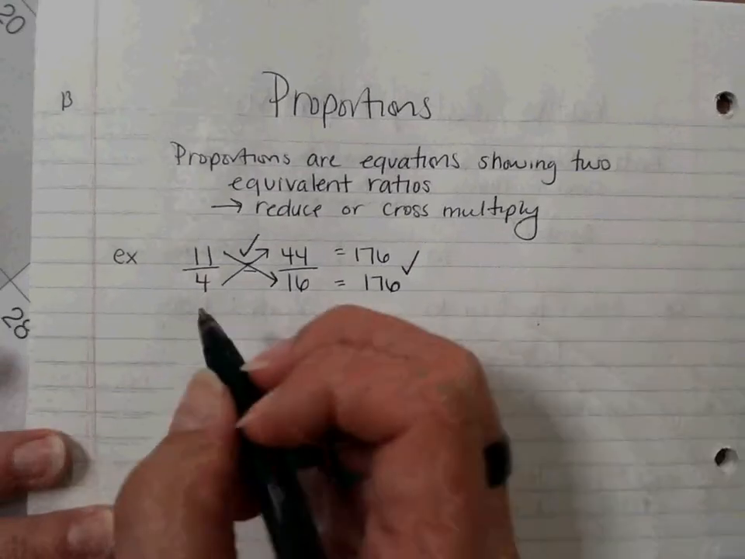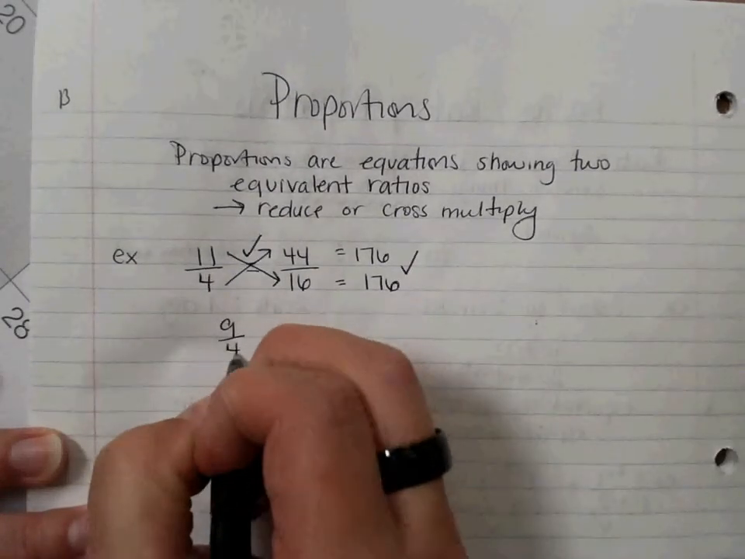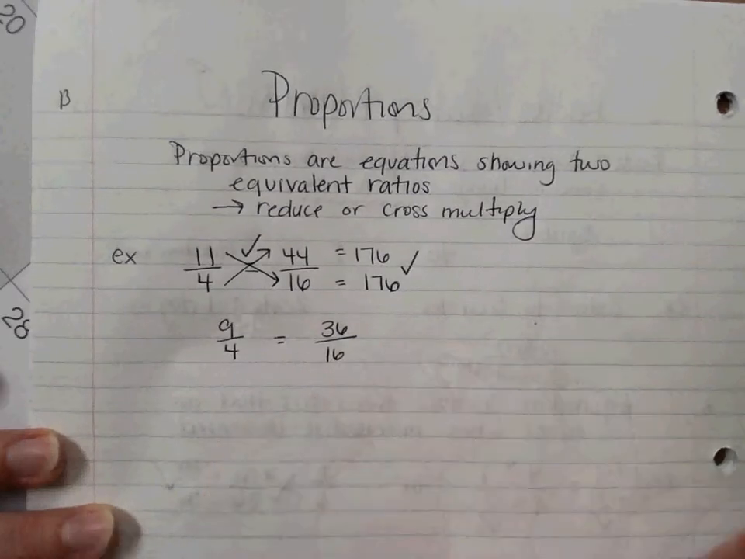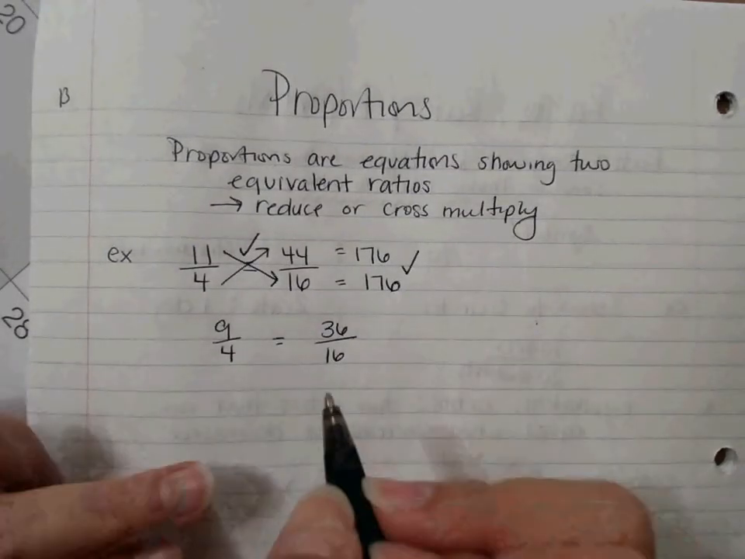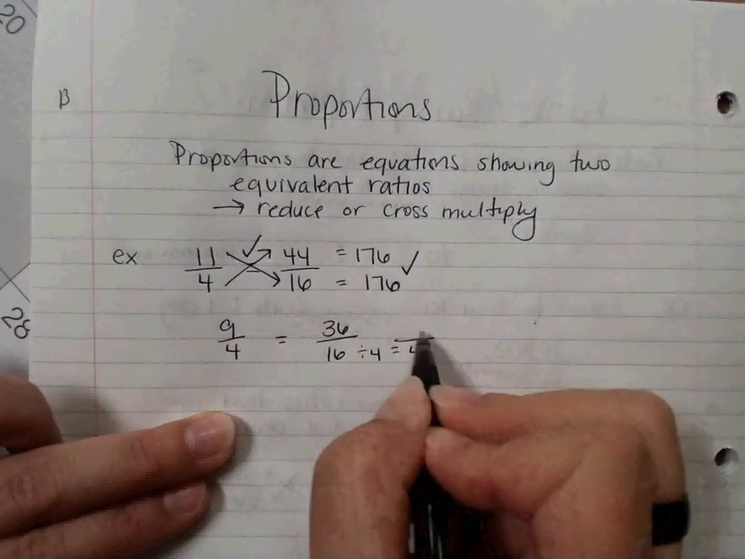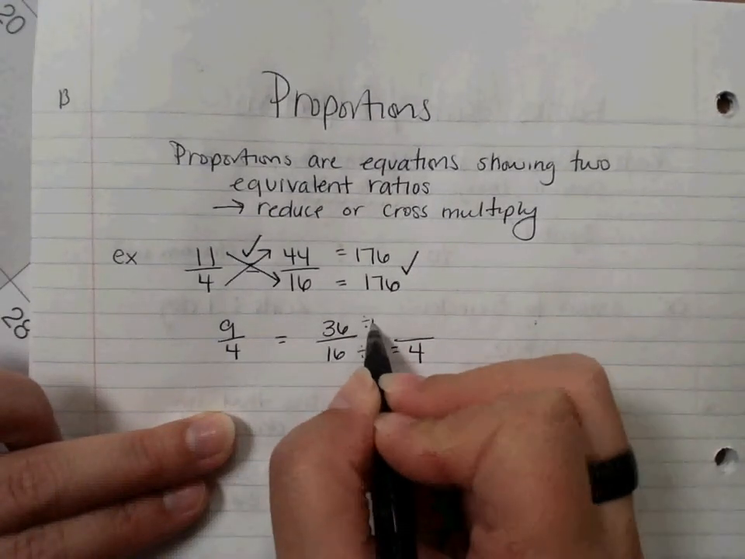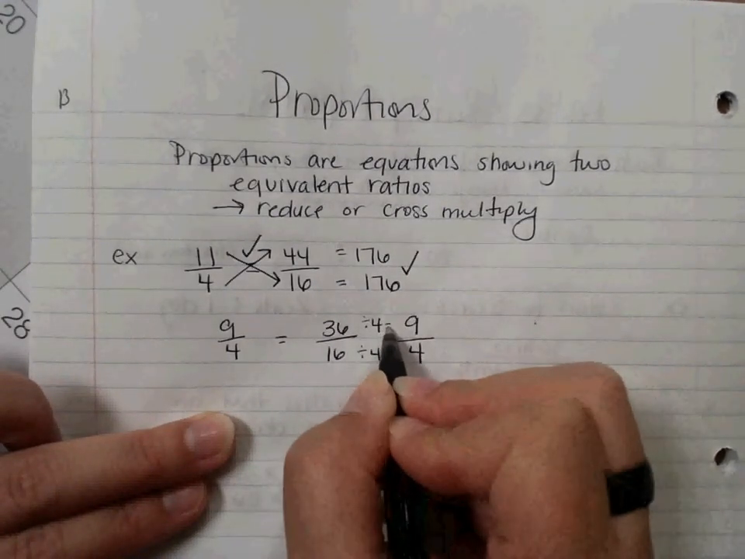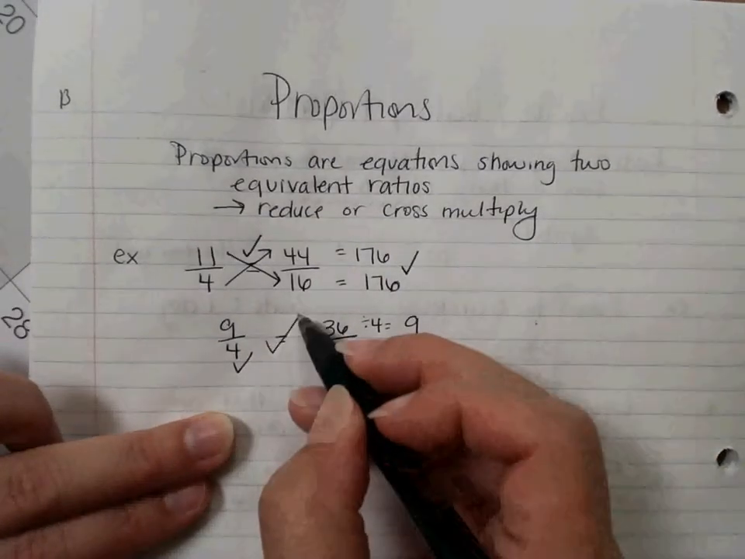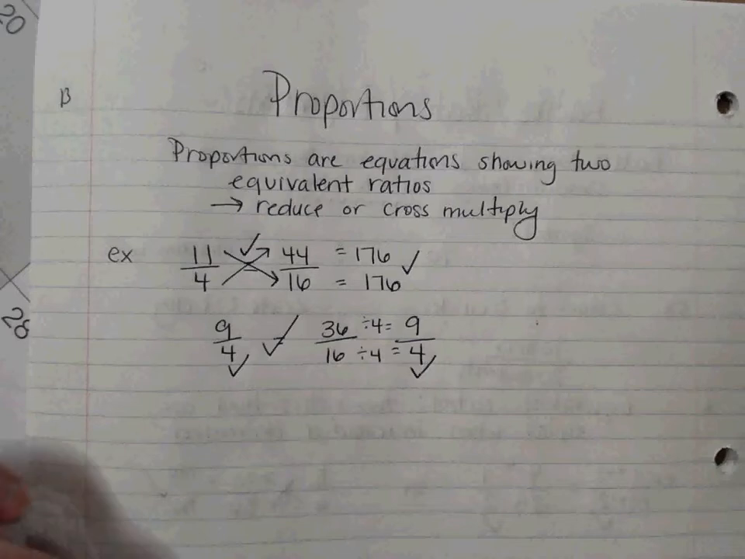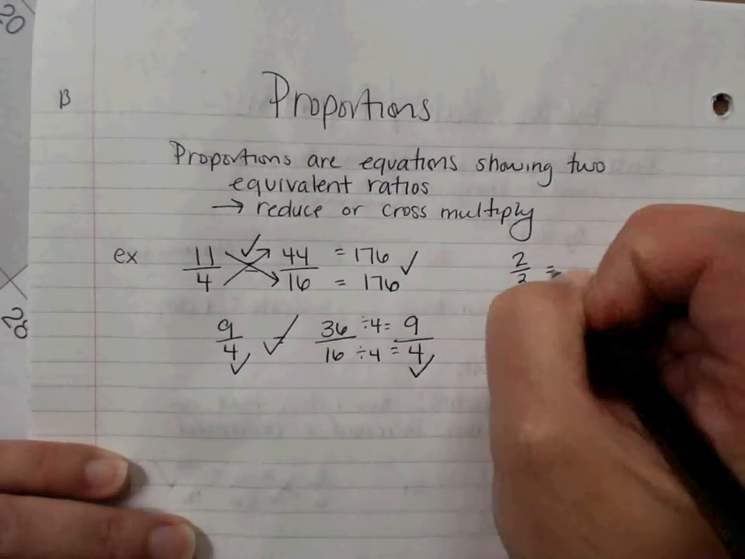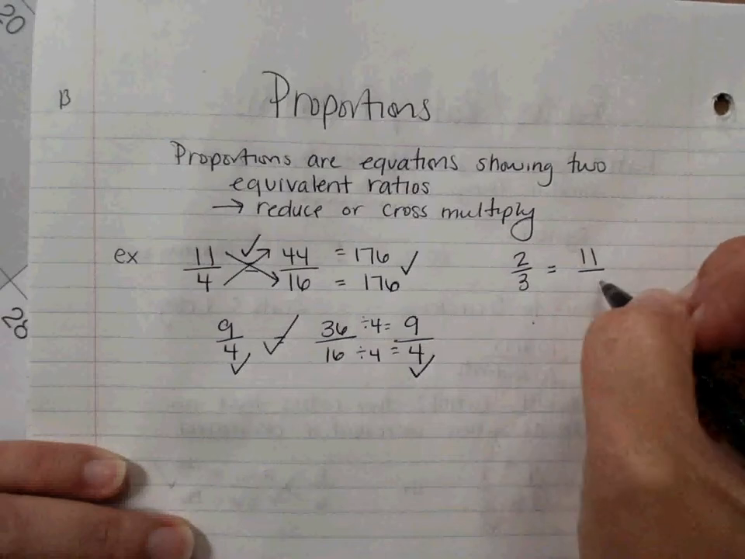So if I give you something like 9 over 4 equals 36 over 16. I can say, well, 16 divided by 4 is 4. 36 divided by 4 is 9. 9 over 4 equals 9 over 4. These two are equivalent. If I say 2 over 3 is equal to 11 over 5.